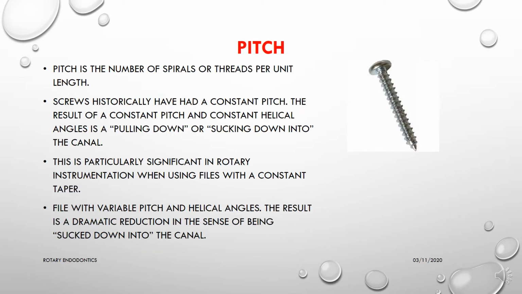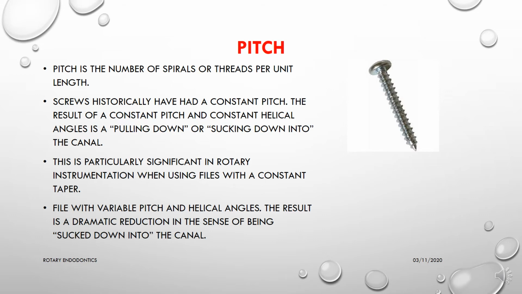One more characteristic is pitch. Pitch is the number of spirals or threads per unit length. Screws historically have a constant pitch. The result of having a constant pitch and constant helical angles is a pulling down, or sucking down, into the canal. This is particularly significant in rotary instrumentation when using files with constant taper. With files with variable pitch and helical angles, the result is a dramatic reduction in the sense of being sucked down into the canal.